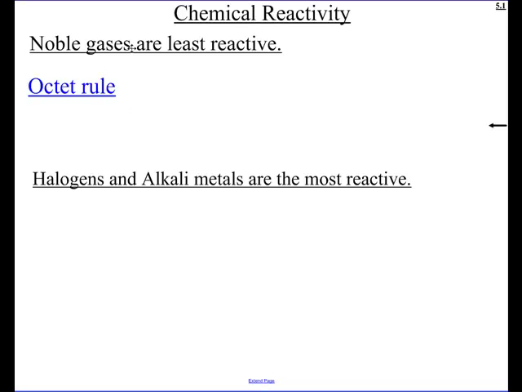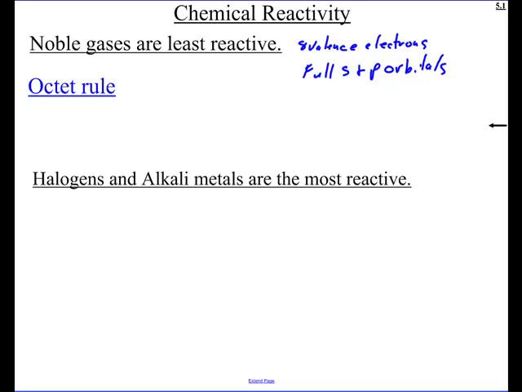Well, look at this thing right here. Noble gases are least reactive. All right, well, I think we've mentioned that. I've told you that's why they're called noble and all that stuff. But why is that? Well, it turns out that noble gases have 8 valence electrons. Or another way to think about it is they have full s and p orbitals.